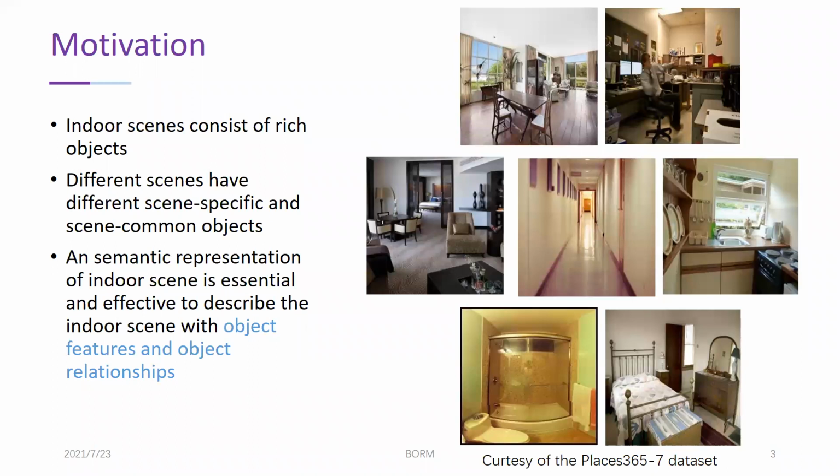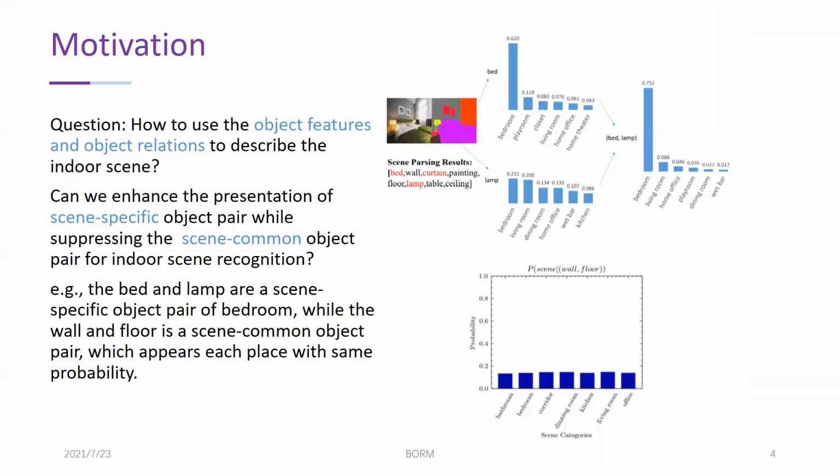First, it shows that indoor scenes consist of rich objects. Second, different scenes have different scene-specific and scene-common objects. Therefore, an essential and effective semantic representation of indoor scene should be developed to describe the indoor scene with object features and object relationships. Question: how could we utilize the object features and object relations to describe the indoor scene?